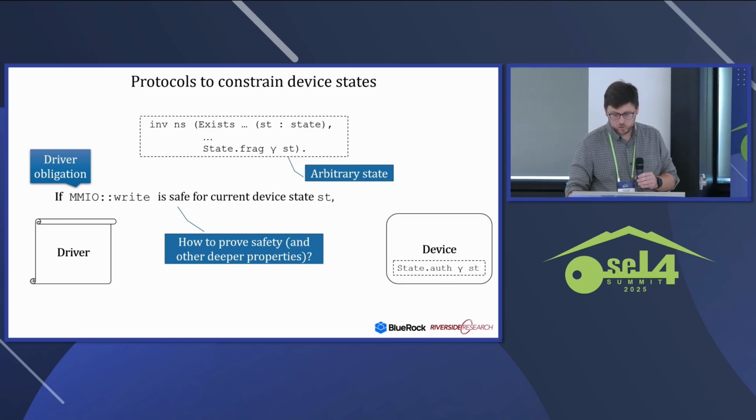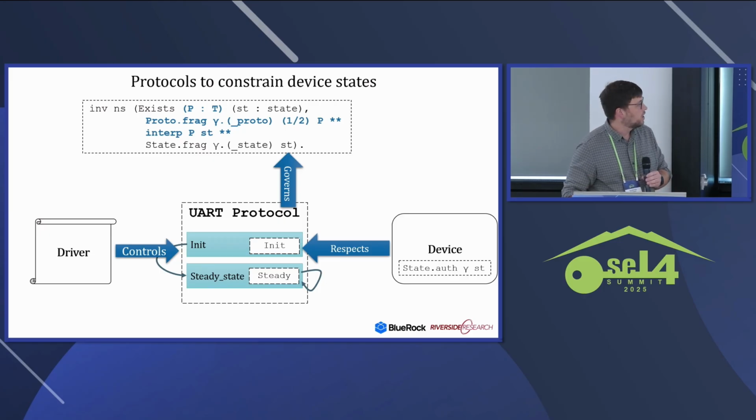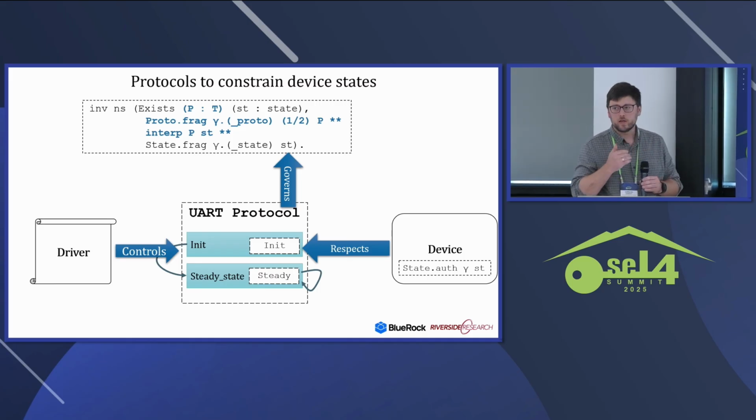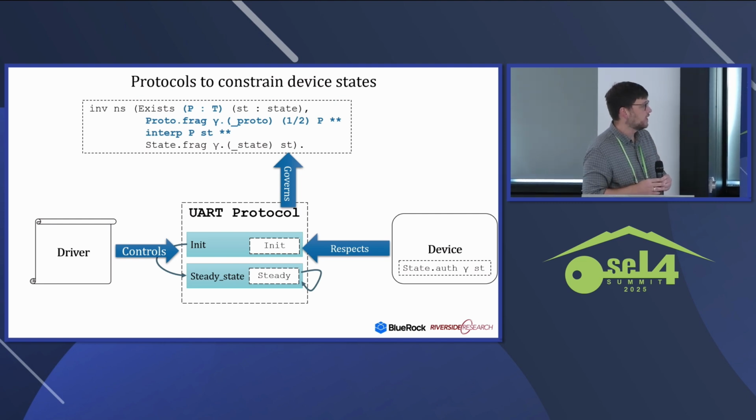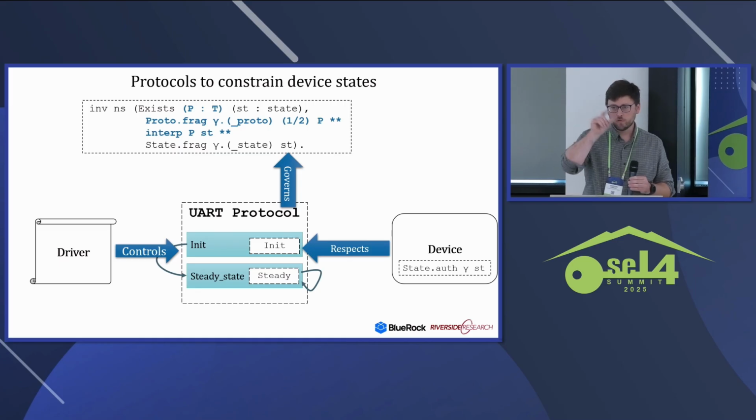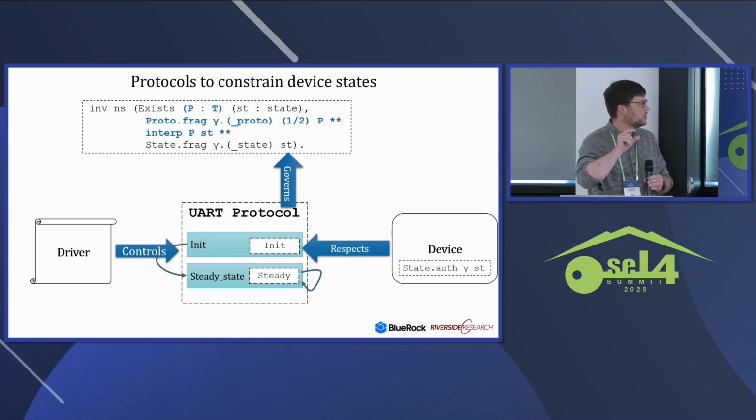So we're going to introduce, as I said before, a sort of protocol over the state that you can think of at a high level as a state machine. But formally, it's a set of invariants that are going to hold on the state of the device at different points in time. So in the UART example, we have an initialization invariant that holds up until the point at which the UART can start sending and receiving characters. And then we have a steady state invariant that governs the state of the device while it's able to read and write characters. So the driver is going to control when we move from one state to another, from initialization to steady state.